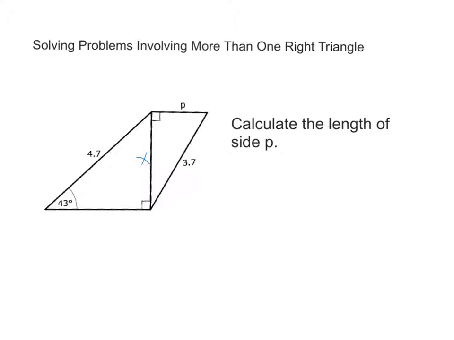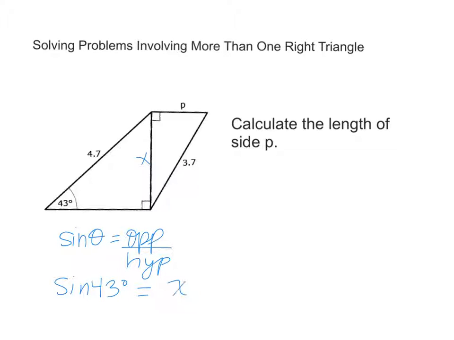If we're working with the triangle on the left, what would you call side X? Opposite, adjacent, or hypotenuse? That's the opposite. Opposite the angle 43, which is the angle that we know. And how about this 4.7? Hypotenuse. Opposite and hypotenuse? Which ratio? Yeah, sine. So I'll do sine is opposite over hypotenuse. Sine of 43 is opposite, which is x, over the hypotenuse, which is 4.7.